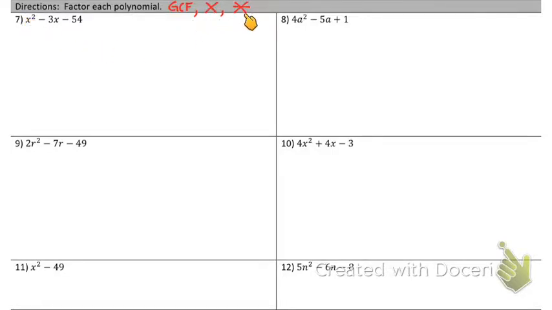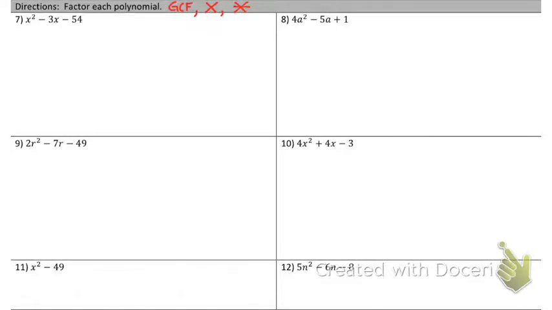The snowflake method is exactly the same criteria. The only difference is we have an A, B, and a C, but our A value is something that's not 1. If you notice, number 8 is 4 and number 9 is 2. This is something that is not 1. That's when we use the snowflake method. Okay? So let's go through some of these.